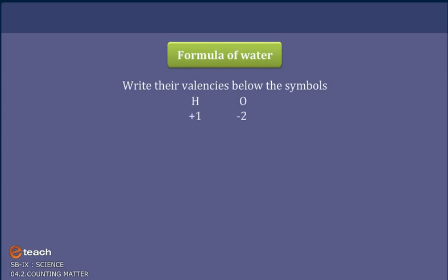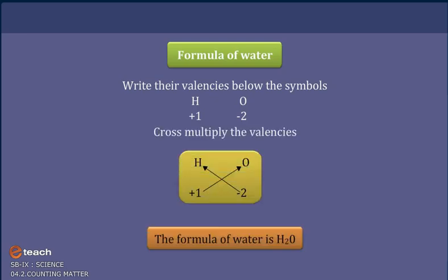Formula of water. Write the valencies below the symbols. H. Its valency is +1. O. Its valency is -2. Now, cross multiply the valencies. The formula of water is H2O.